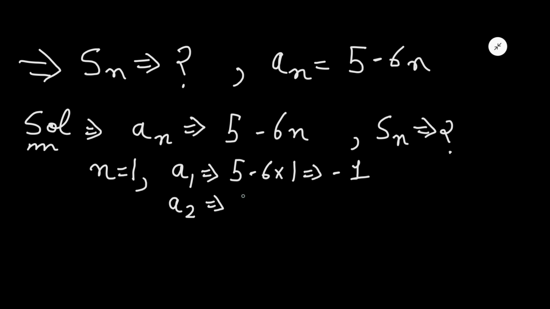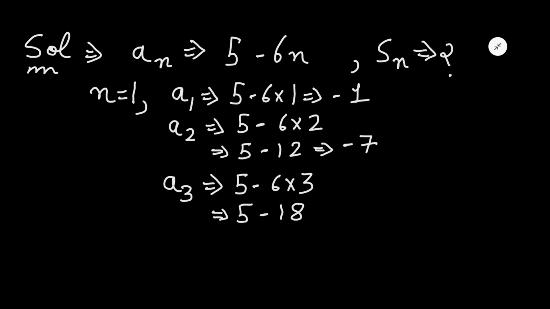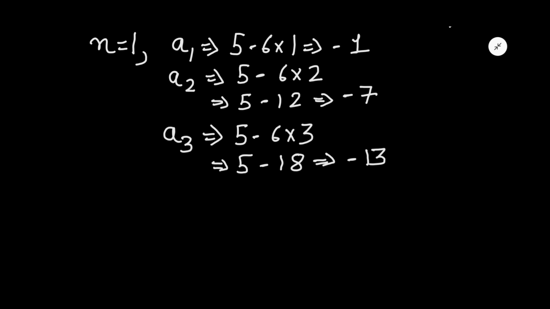a2 is equal to 5 minus 6 into 2, which is 5 minus 12, which is equal to minus 7. Similarly, we can find our third term by putting n is equal to 3: 5 minus 6 into 3, 5 minus 18, which is equal to minus 13. So our arithmetic progression will be like minus 1 first term, minus 7 second term, minus 13 third term. So we can easily find our common difference.